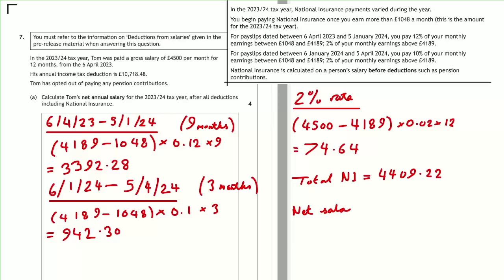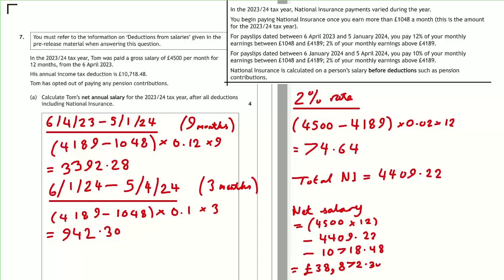£4,409.22. And so finally, to get the net salary, we take his gross salary, which is the £4,500 a month. It's for a year, so we multiply that by 12, take off the national insurance, and take away the income tax deductions, which were given to us in the question. And so he has a net annual salary of £38,872.30, and that is the final answer.